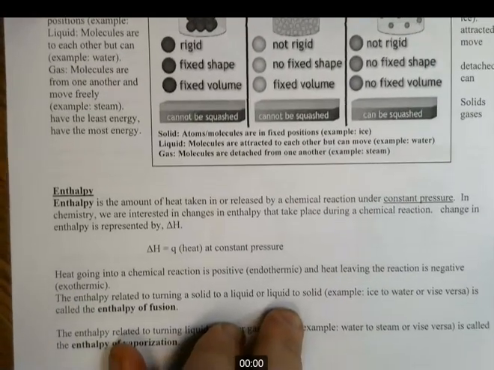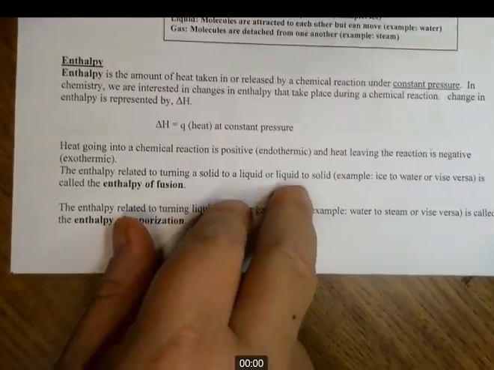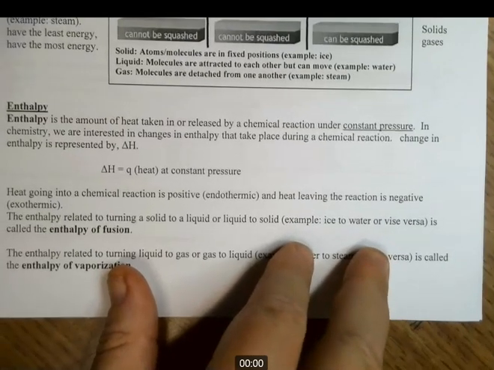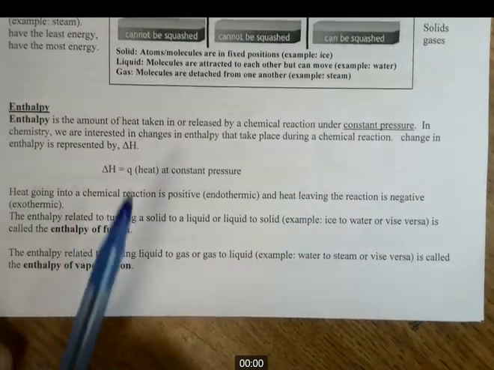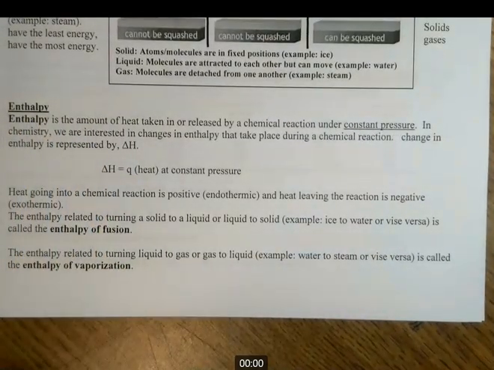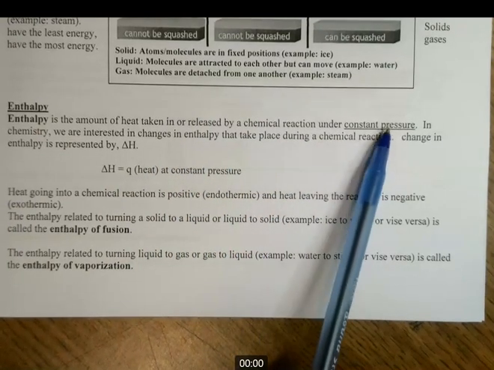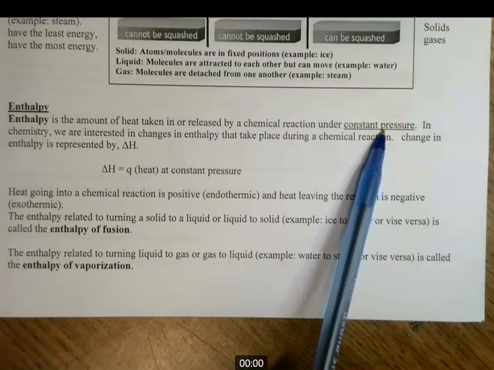All right. Enthalpy. Now, this is a term you're going to be hearing in your dreams for the next week or so. In fact, it's a term that we're going to be talking about throughout the rest of this course. So let me just give you the quick definition of enthalpy. It's heat. That's what it means. It's just a fancy chemistry word for the heat, specifically the heat that goes into or comes out of a chemical reaction. So enthalpy is the amount of heat taken in or released by a chemical reaction under constant pressure. What does that mean, constant pressure?